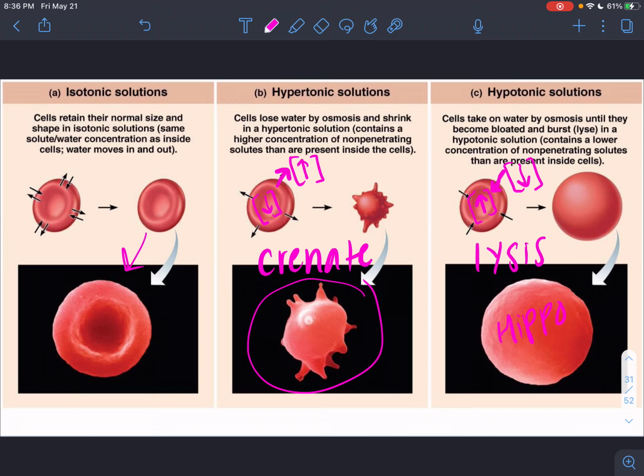Okay, so those are the tonicities. All right, I'm going to stop here for the first part of Chapter 3. There will be a second part of Chapter 3 covering active membrane transport.